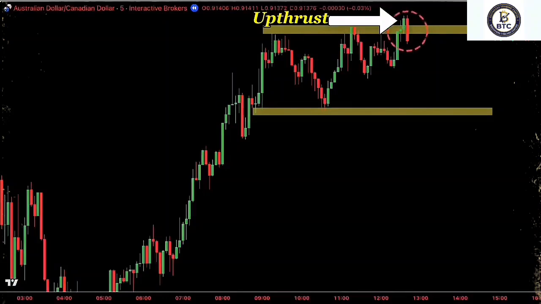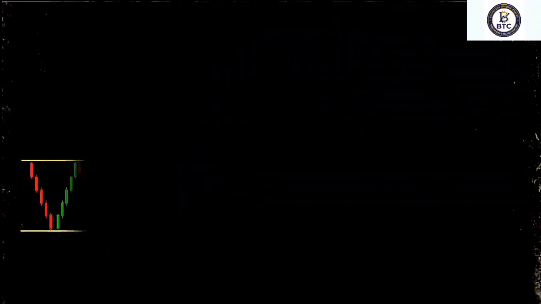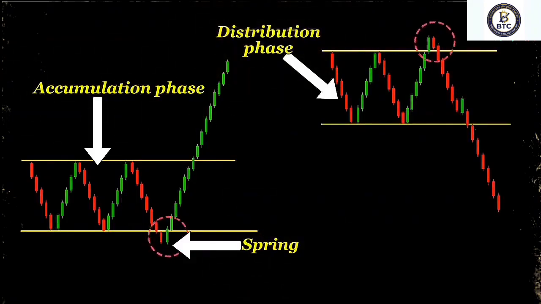Once traders enter, the market closes back inside the range. This attracts institutional attention, and they enter the market in the opposite direction. And what happens next? As you can see, the market exits the distribution phase and enters a markdown phase. Now you know how to identify an accumulation phase, and when it is likely to end after a spring, and how to identify a distribution phase and when it is likely to end after an upthrust.